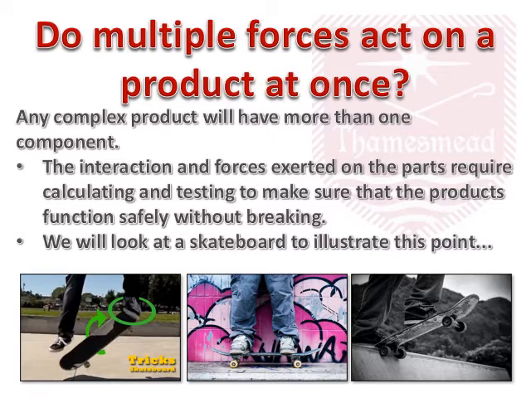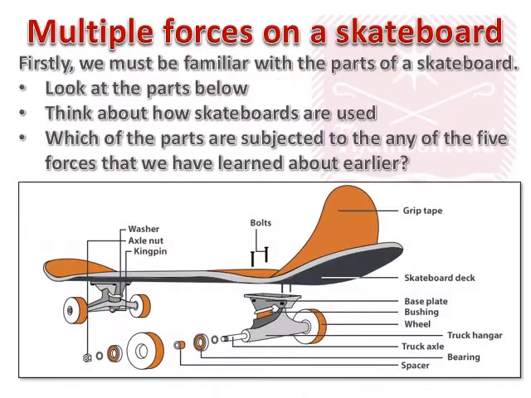The next point is to say, do multiple forces act on a product at once? Yes, they do. Any complex product will have more than one component, and all those components will be put under different types of force and stress as they are used. So we're going to take the example of a skateboard. The interaction of those forces exerted on the parts require calculation.